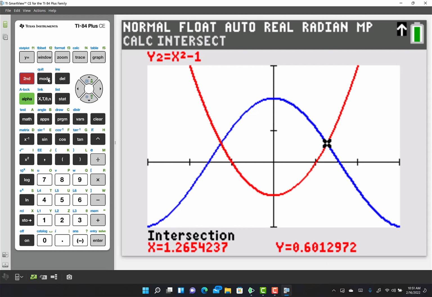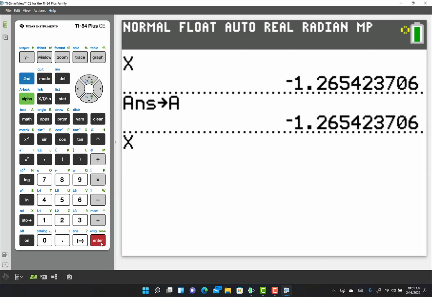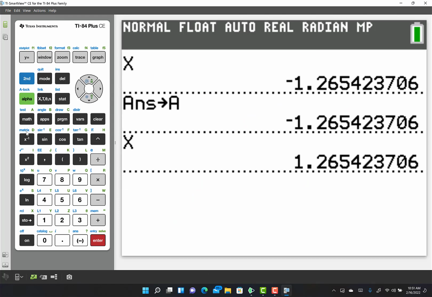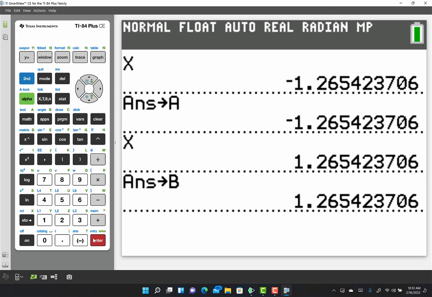So, second, quit. X, enter. And I'm going to store it to letter B. I mean, I don't have to. I could just go opposite of A for the next one, but I want to show 2 different letters.